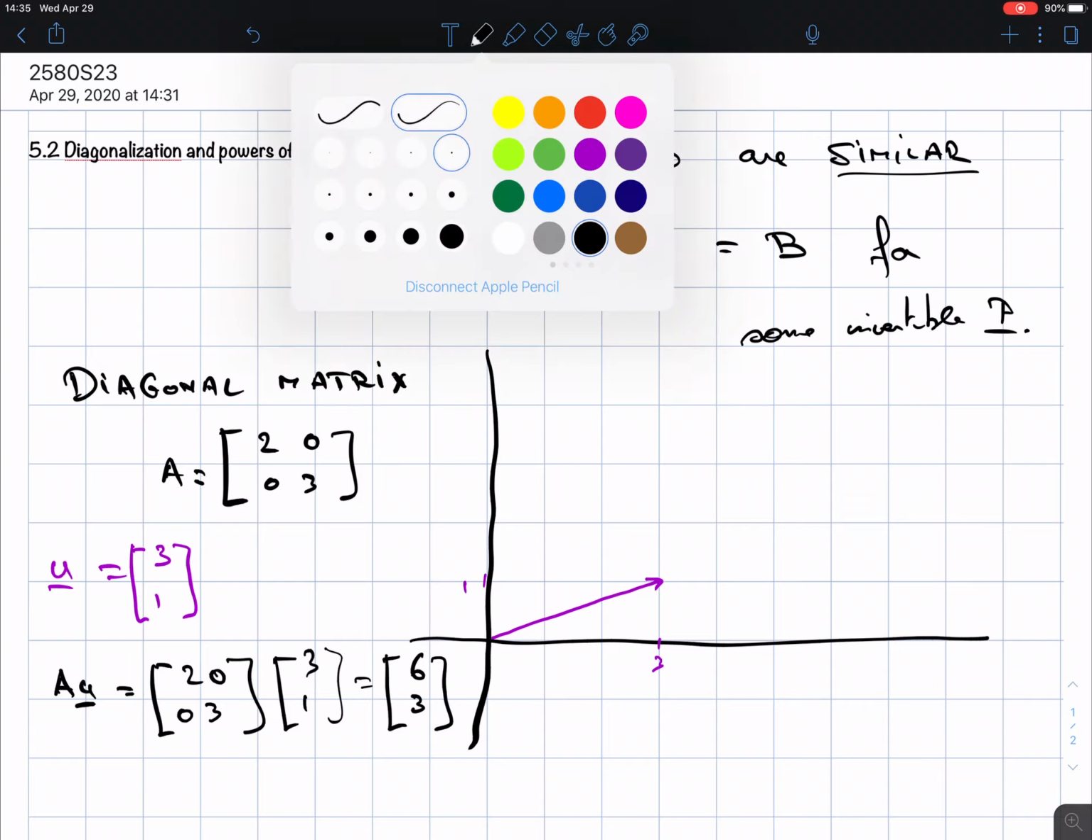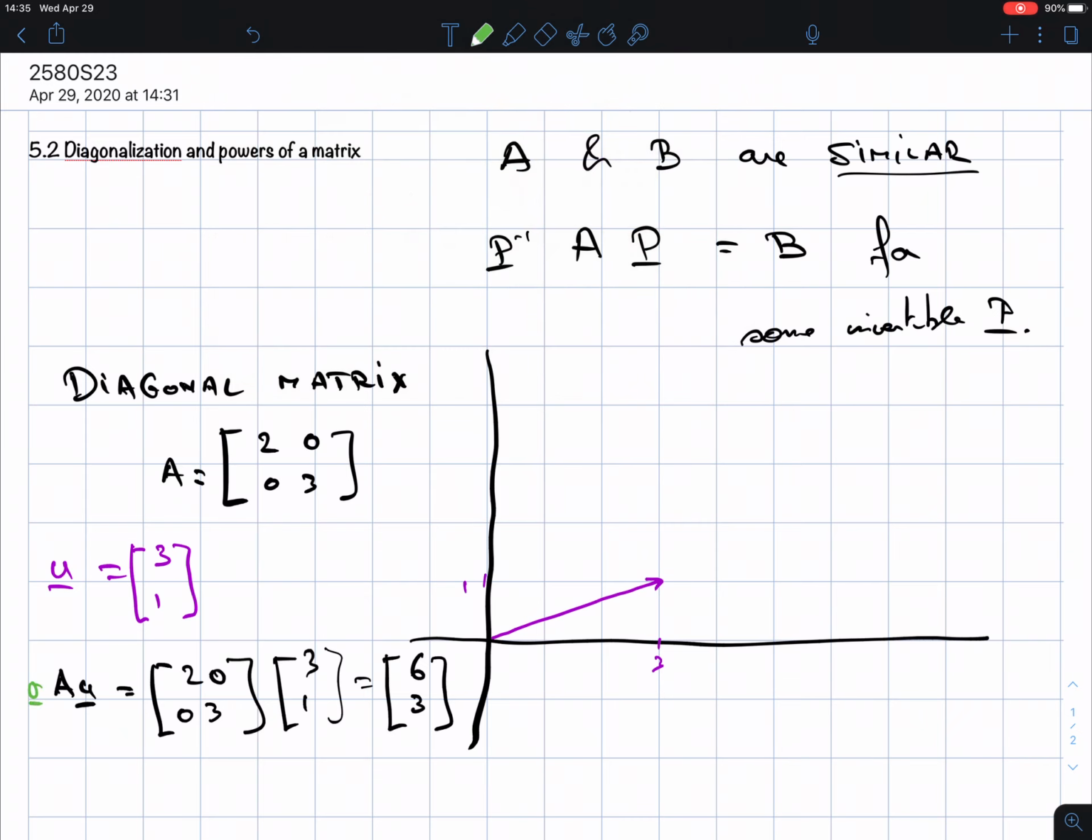Let's make this the green vector. So this is my image, that's the image under A. So that is the vector 6, 3. Okay, so that is this vector. Now immediately you say, I don't know, what has happened? Now let's break it down.